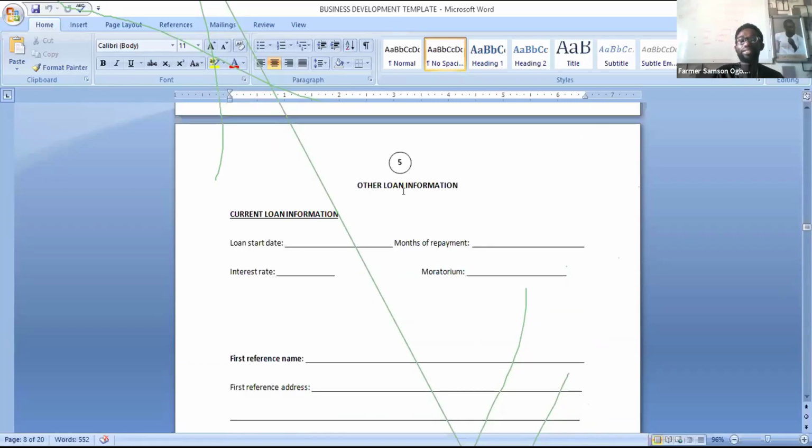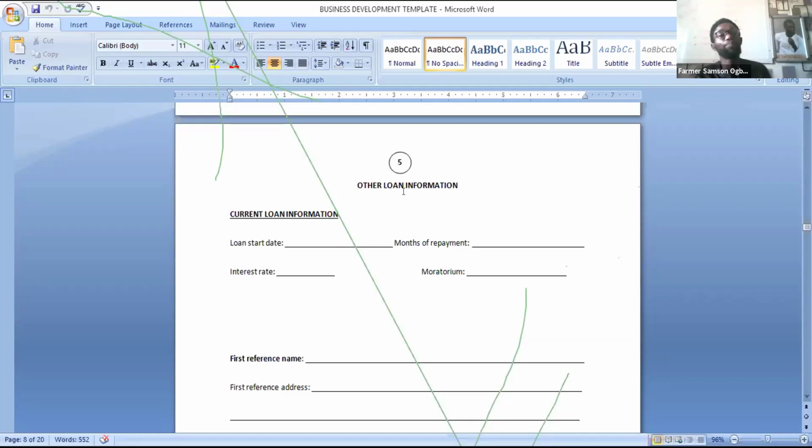Now, next is other loan information. Do you have any other loan currently running? You've collected a loan before from any other organization. Now, let me state this clearly. The loans we are concerned about is any loan that we can prove with your BVN number.